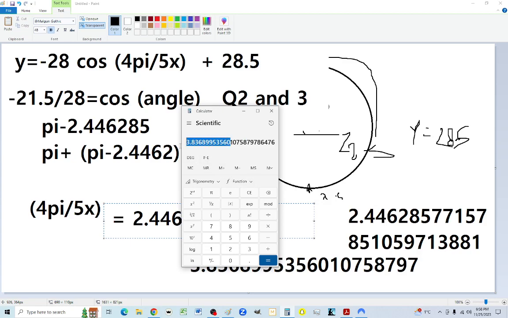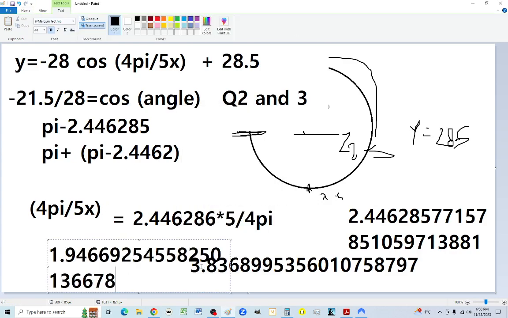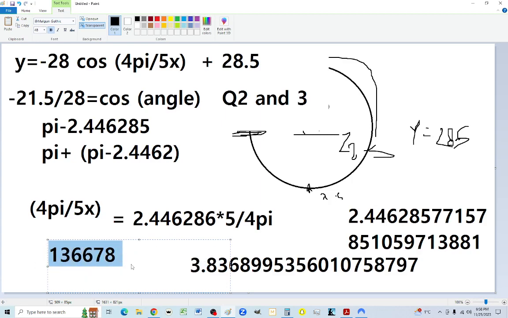Okay, we're going to take our 2.44, multiply it by 5, and divide it by open brackets 2 times pi, close brackets, equals. So it's at 1.947 minutes on the way up. It's the first one, and then plus 2.5 and plus 2.5 for the other two.